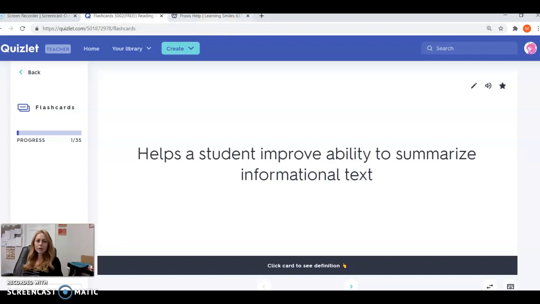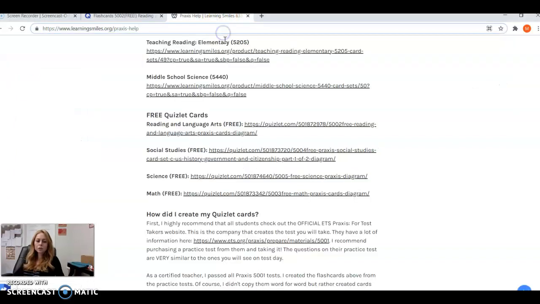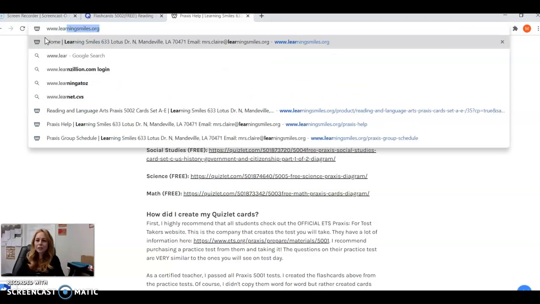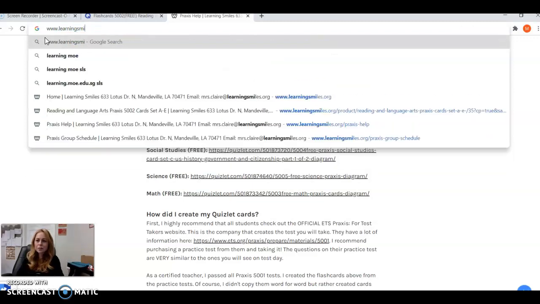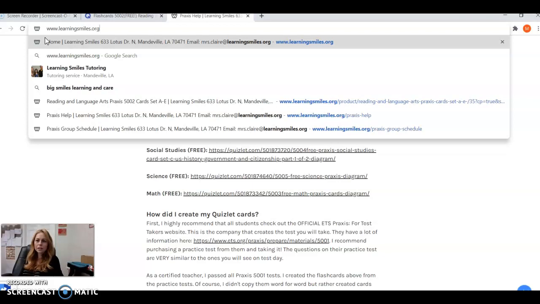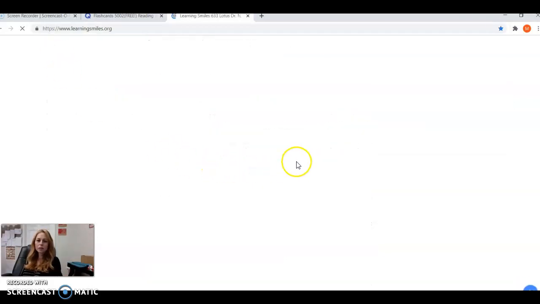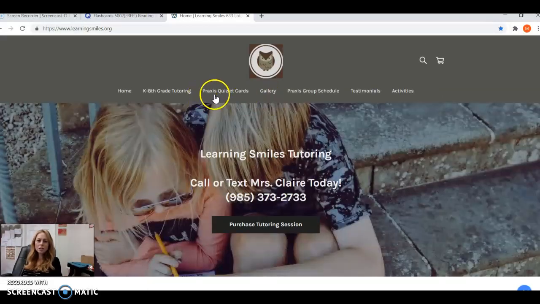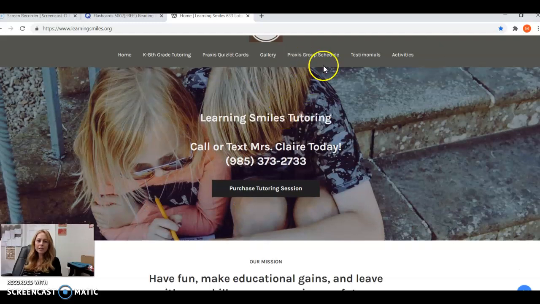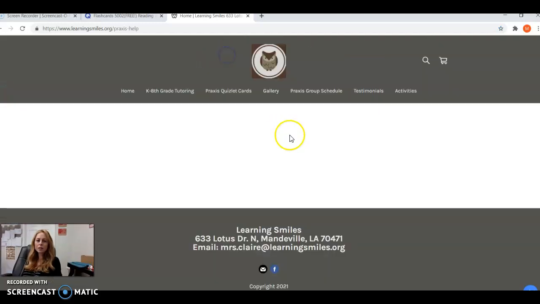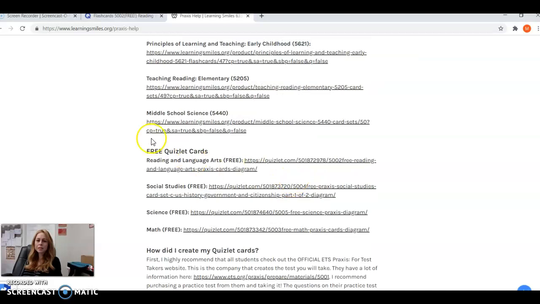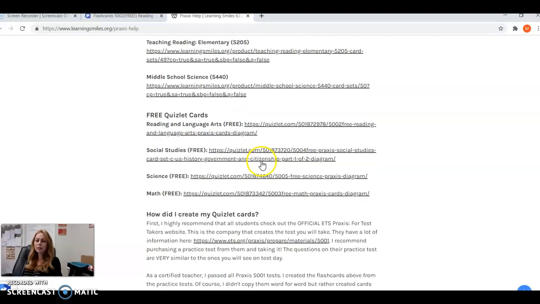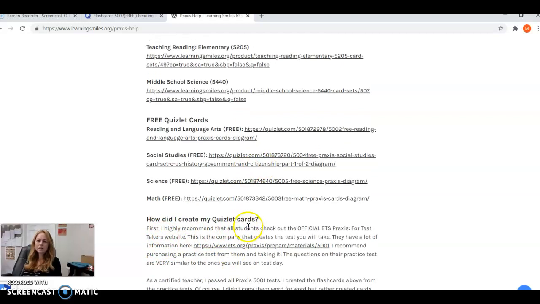If you want to find them, you're going to go to www.learningsmiles.org. You're going to see my homepage. I do have group classes, and then I also have these Quizlet cards. If you scroll to the bottom, you're going to see my free Quizlet cards. I have reading and language arts, social studies, science, and math. I quickly tell you how I created the cards.